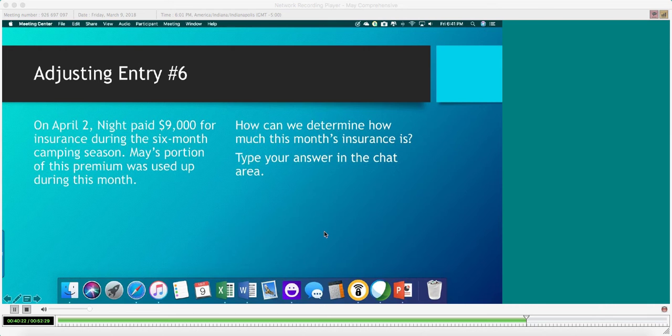So on April 2nd, Knight paid $9,000 for insurance during the 6-month camping season. May's portion of this premium was used up during this month. How can we determine how much this month's insurance is? There are multiple ways to calculate it. What do you think would be the easiest?